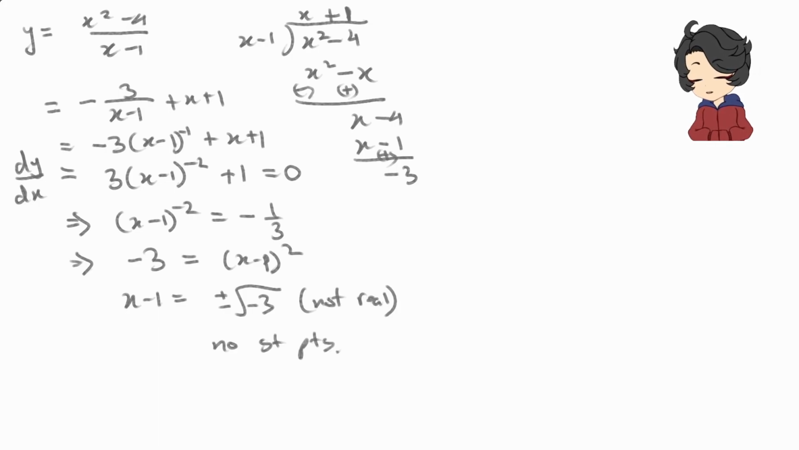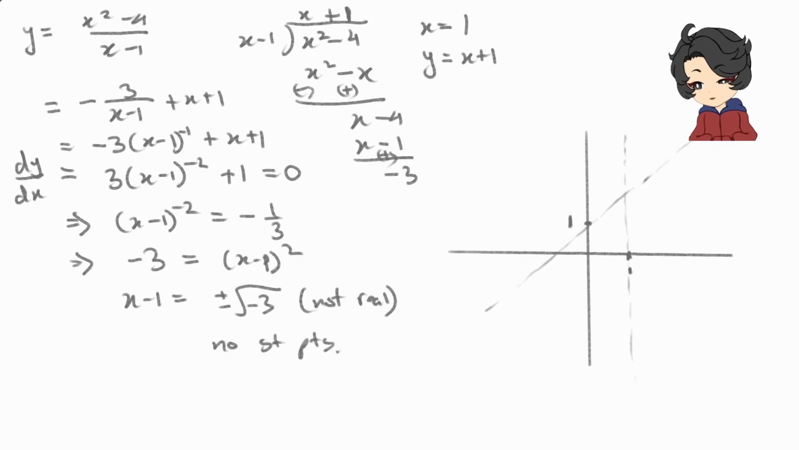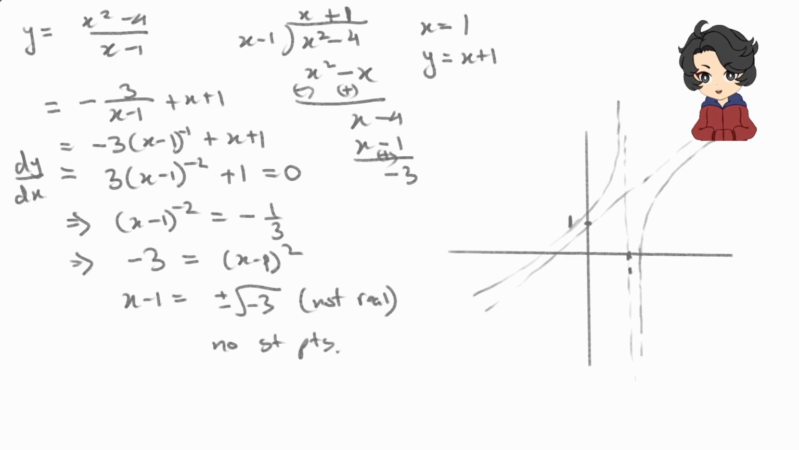So now, if we are to sketch the graph, we have our asymptotes. The x-asymptote is x equals 1, and the y-asymptote is y equals x plus 1. We have 1 over here, we have 1 over there. Draw the vertical asymptote, draw the oblique asymptote, and since there are no stationary points, it means that the graph is actually like this. Feel free to test it out in your graphing software as well.